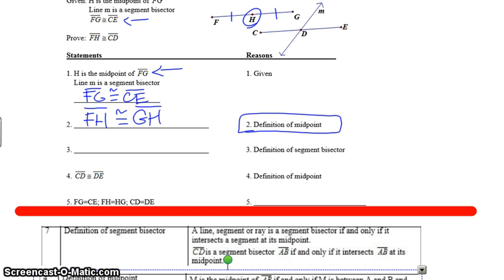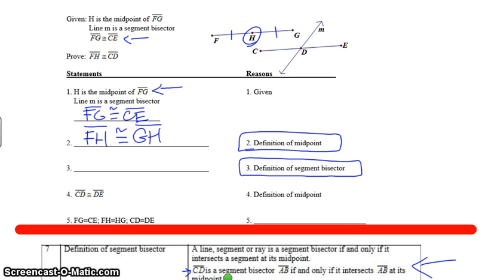Go to step 3. Step 3, my reason is definition of segment bisector. So I'm going to go look in my proof packet, and I'm going to find definition of segment bisector. They've told me that CD is a segment bisector. I'm looking right here at this part. If and only if it intersects AB at its midpoint. So if I'm using definition of segment bisector, I'm either saying something is a bisector because I know it's hitting at the midpoint, or I'm saying something is a midpoint. So looking at my givens, I have already used this part. I used it in step 2.